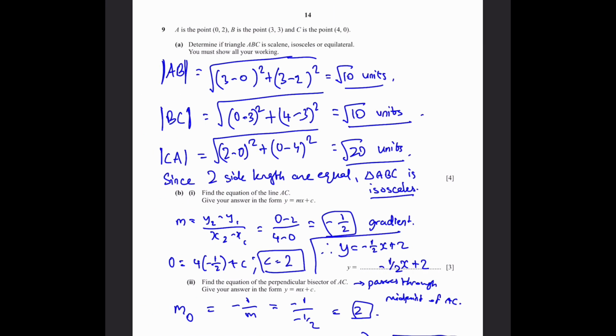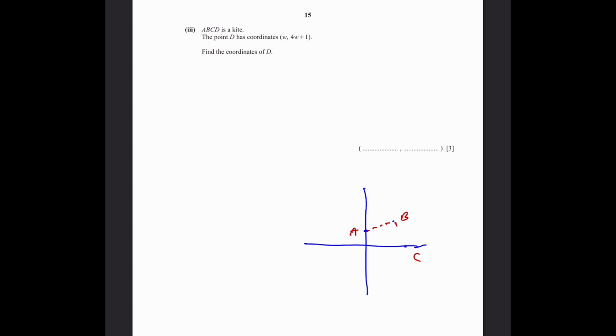The easiest way to do this is just draw a rough sketch of the graph. I was drawing it down here. So we have (0, 2), (3, 3), and (4, 0). So we can see that this is A, B, C, as we can see there. These two lines have equal length. So from logical thought, we can say D will be something like this, right? D will be somewhere over here. It can also be somewhere over here. That also makes a kite, as long as these are not equal. That would make it a rhombus.